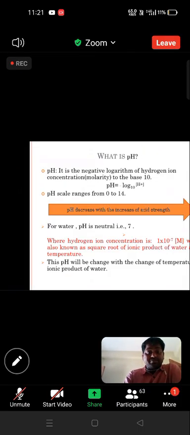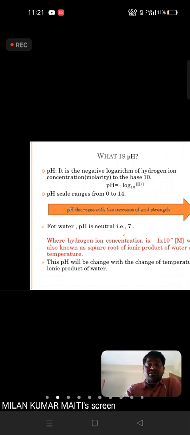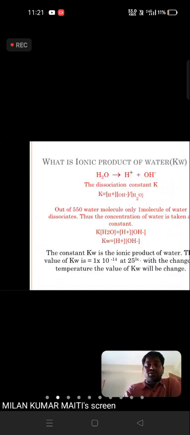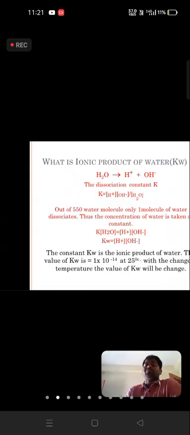Next slide, I also discuss the pH. I think all of you are very well aware of this matter. What is Kw? Kw is the ionic product of water, and the value of Kw is 1 into 10 to the power minus 14 at 25 degrees centigrade. But temperature mention is very essential, because with the change of temperature, the value of Kw will change.